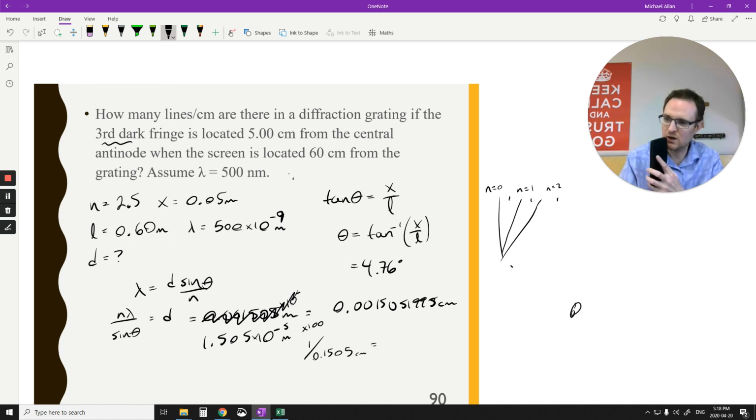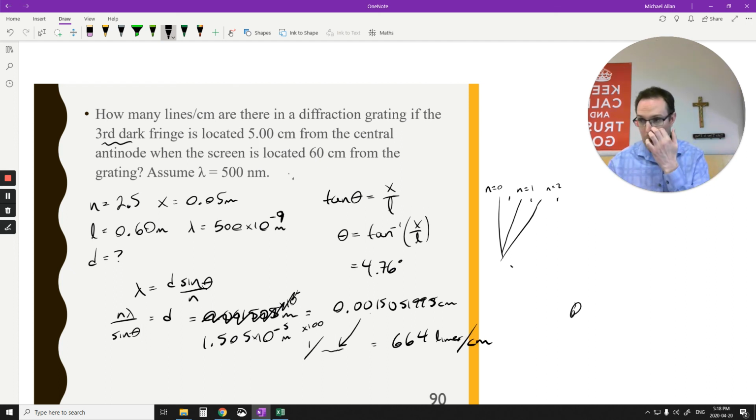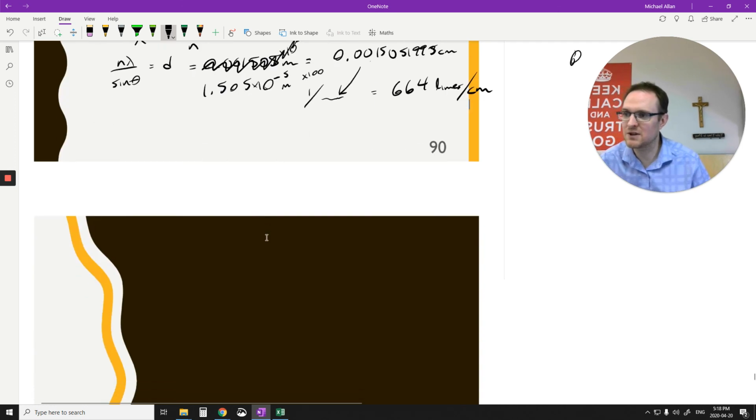Okay, so if I go 1 over this answer, because it's in centimeters, this is going to be how many lines per centimeter? So it's actually 664 lines per centimeter. I'm sorry about that. I just messed up with that 10 to the negative 7 at the top there. My bad.